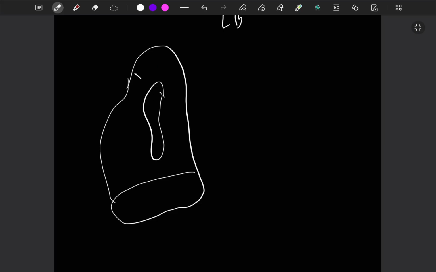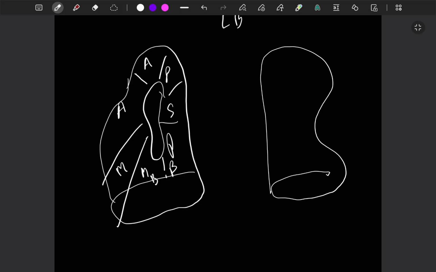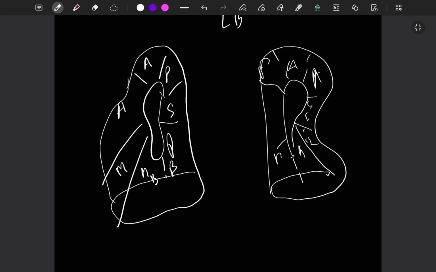This is a right lung. This is apical, anterior, posterior. And then comes the medial, superior, medial basal, posterior basal. Whereas in the left lung, this is the apical, anterior, posterior, superior lingular, inferior lingular, then comes the medial basal, posterior basal, and superior. Right.